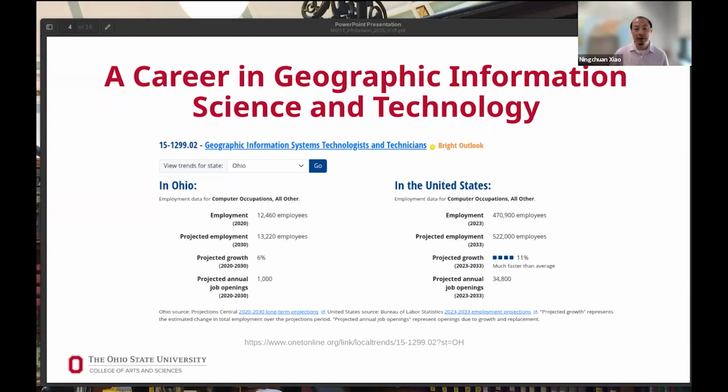So this slide shows the nationwide employment in the GIST industry is about 470,000 in 2023. So this is on the right side of the slide. As you can see here, this is for the entire country. So the workforce has doubled since 2010, where the number is 209,000. It is also projected to be more than 500,000 by the year of 2033. This is a growth rate of 11%, which is much faster than the job market overall. Ohio, on the left side, is slightly slower than the pace right now, but there have been a lot of ups and downs through the years.